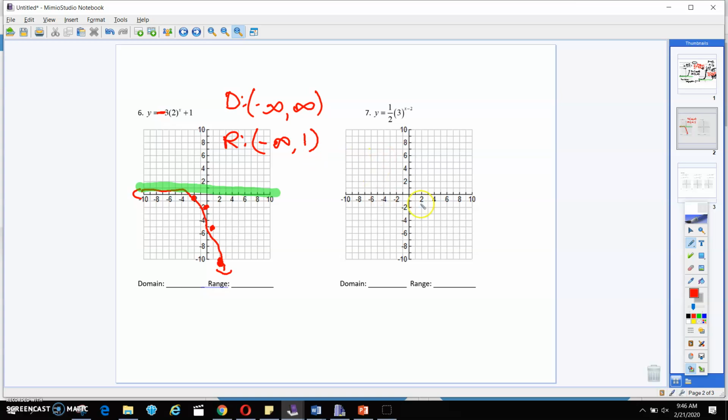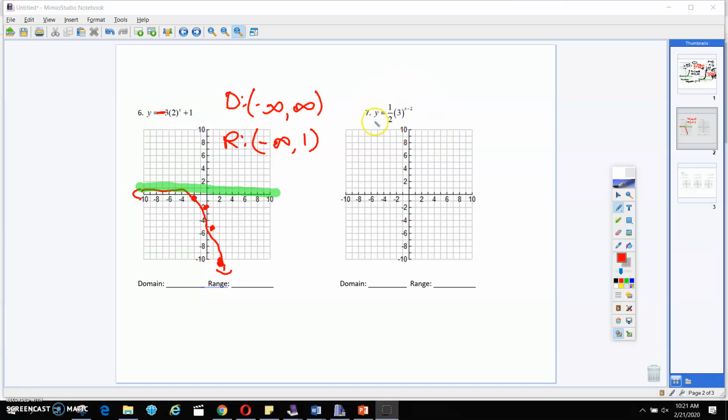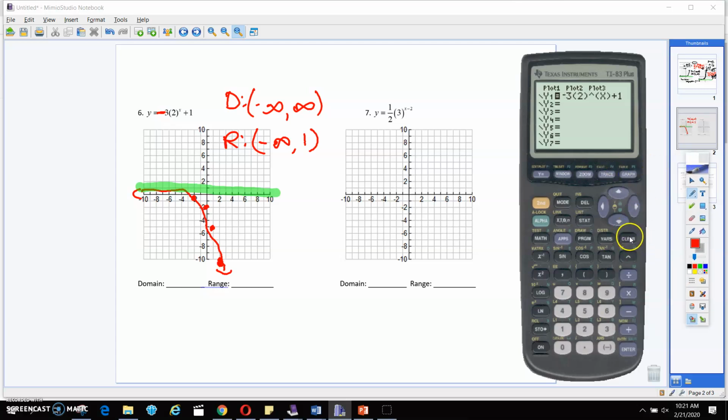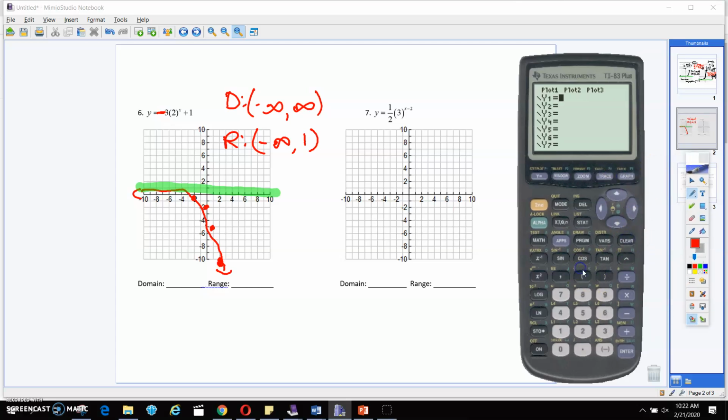Alright, so here's what's going to happen. I need to graph this. So I'm going to take my graphing calculator, and I'm going to hit on. I'm going to go into that y equals button. I'm going to hit clear. And I'm going to type 1 divided by 2 in parentheses, in parentheses 3 raised to the x minus 2. Yes, I use that many parentheses because otherwise it would tell my calculator to do something different.